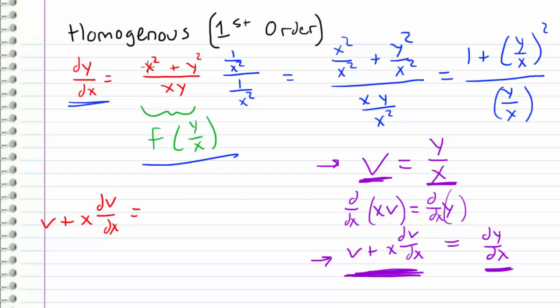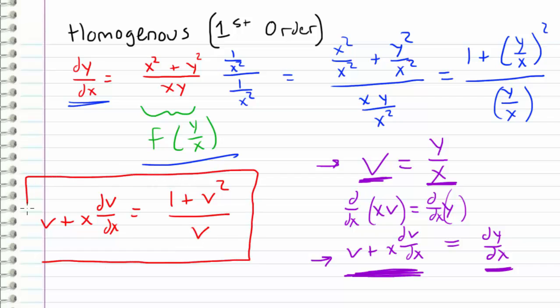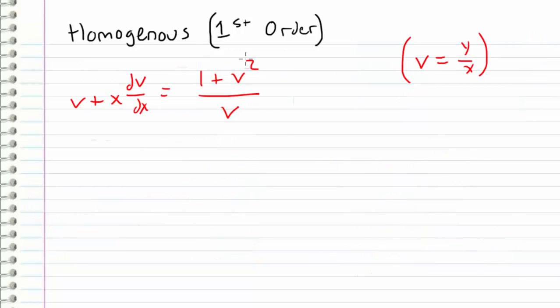And this is equal to 1 plus (y/x)² over y/x, or in other words, 1 plus v² over v. And now what we're going to do is start dealing with this differential equation. Okay, so here we have the differential equation from the previous step, and this represents the substitution that we made, and I'm going to keep track of this. I'll keep this hanging out right here.